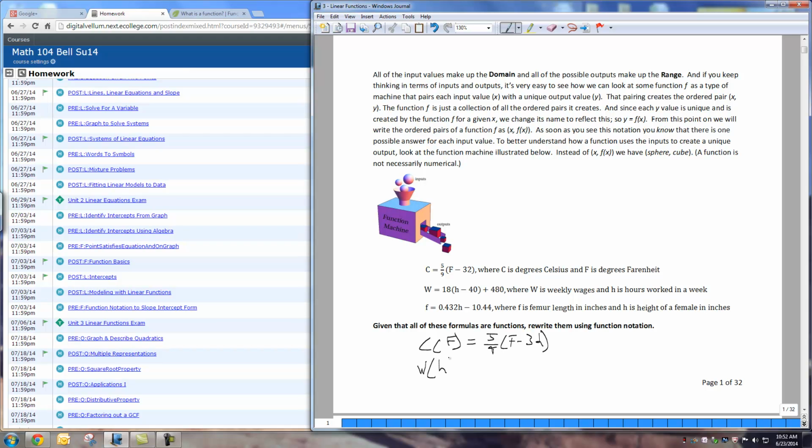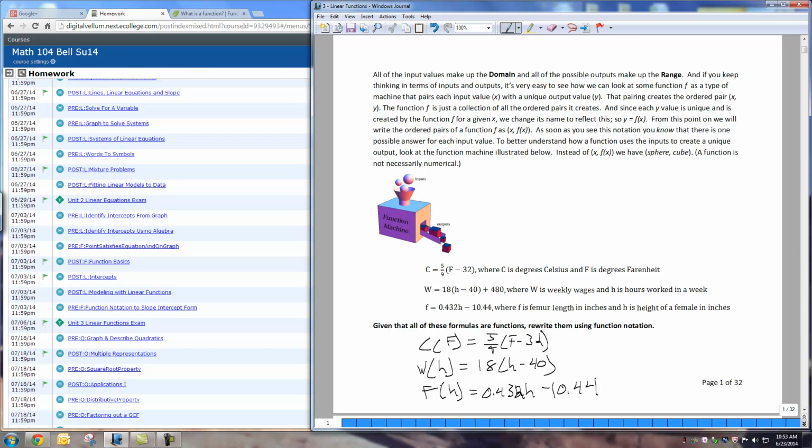W of h equals, right, wage in terms of h. So wage depends on hours here. Celsius depends on Fahrenheit. W of h equals some rate times (h minus 40), and f of h, femur depends on height, equals 0.432h, this is a 2 right here, minus 10.44. So I've rewritten all these in function notation.